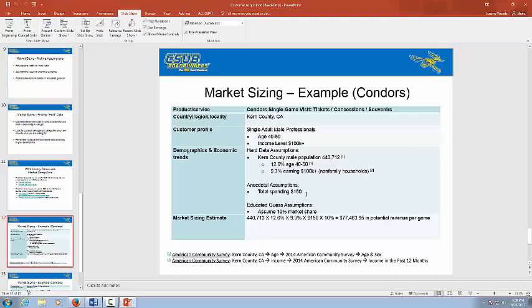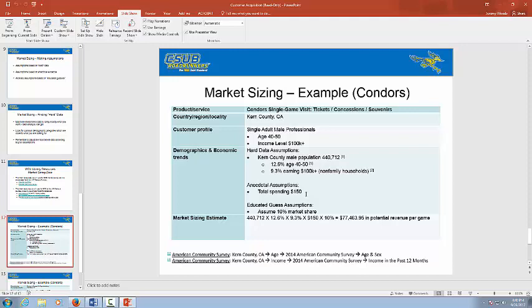Then finally, educated guess assumptions. I'm going to assume a 10% market share here because I can think of 10 different places that I might go for entertainment on a Friday or Saturday night. If there's 10 different places that I can think of, then 100% divided by 10 is 10% market share. If there's 5 places that I can think of, it would be 20% market share, et cetera. So you're going to make some kind of assumption about what market share you can get, and then you're going to multiply all these numbers together.